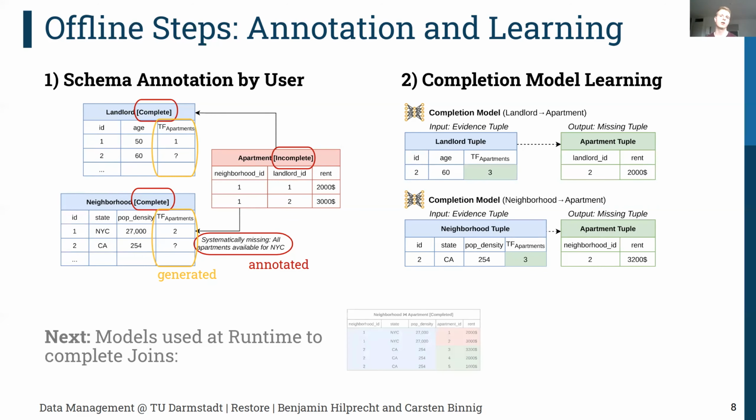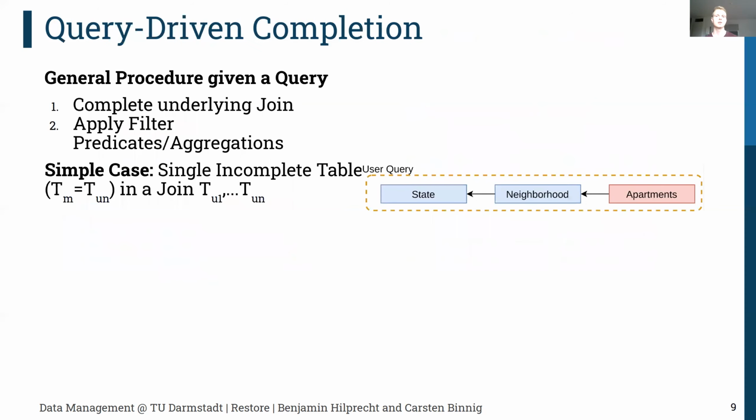And now the question is, what we use those models exactly for? And the idea is to use those models at runtime to complete joins. Let me give you an example here. So our process is called query-driven completion. And the general procedure to answer a query is we first complete the underlying join, and then we apply filter predicates and aggregations. Because remember that the overall goal in this paper is to synthesize missing tuples and approximate the result as if we had the complete data set. And for this, we first complete the underlying join and then apply filter predicates and aggregations.